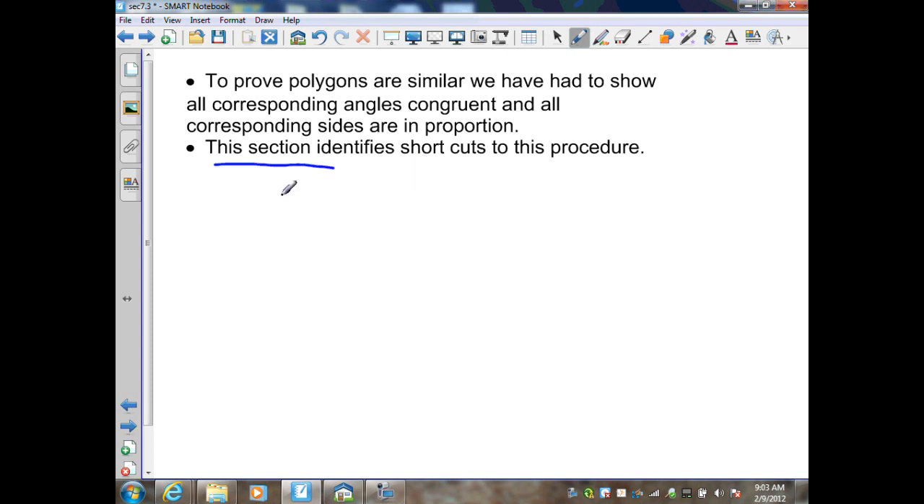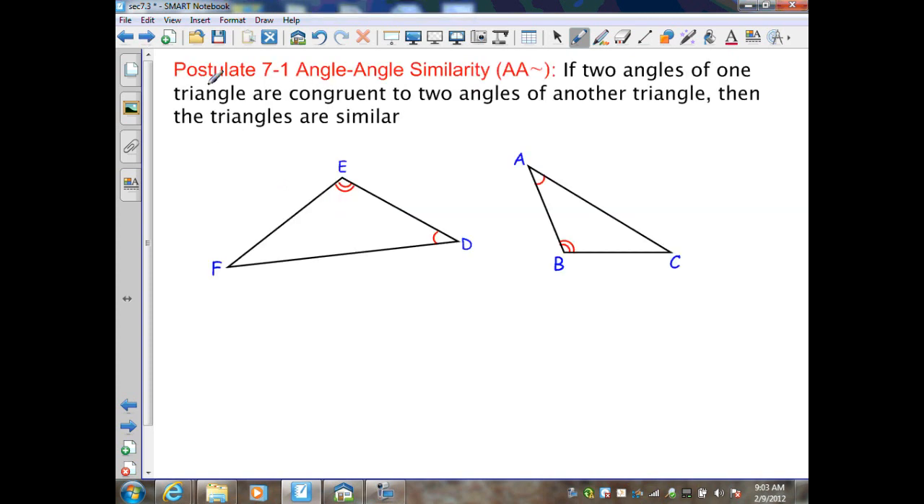This is very similar to identifying shortcuts to congruent triangles. Our first shortcut is postulate 7.1. This is the angle-angle similarity postulate, and it's also abbreviated AA similarity. If two angles of one triangle are congruent to two angles of another triangle, then the triangles are similar.